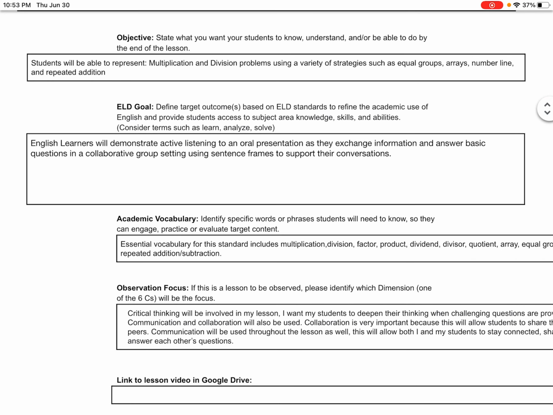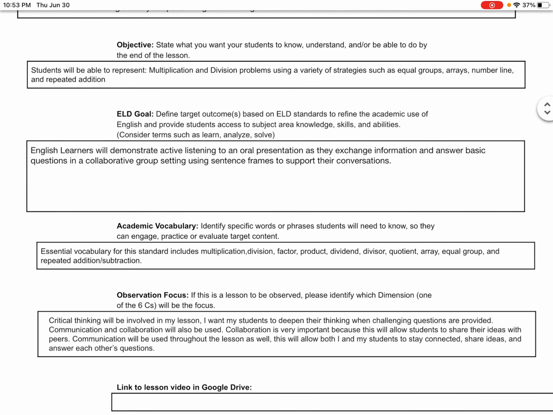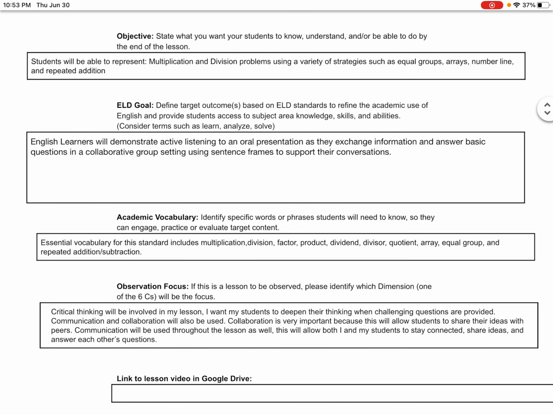So then if we move on to our objective. What is your objective? What are you going to do? What's going to happen? That's pretty easy, just what's the main focus of your lesson? Mine was: students will be able to represent multiplication and division problems using a variety of strategies such as equal groups, arrays, number lines, and repeated addition.